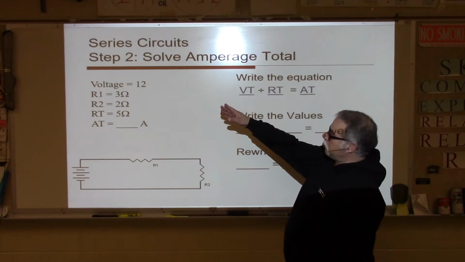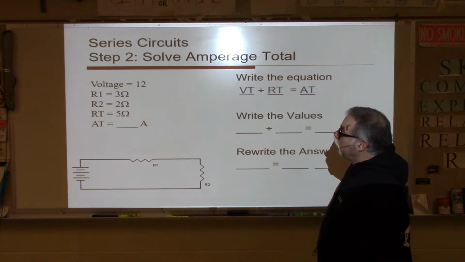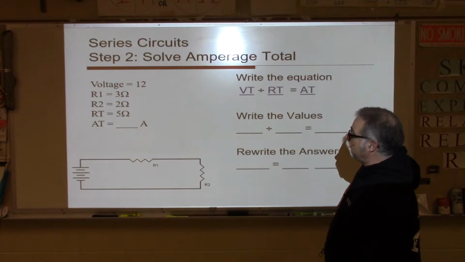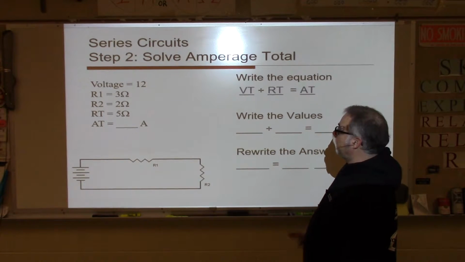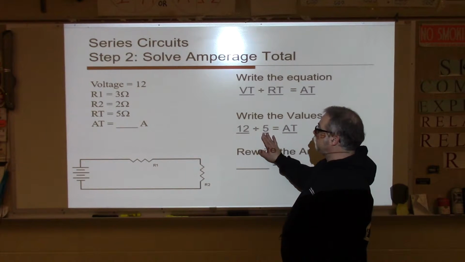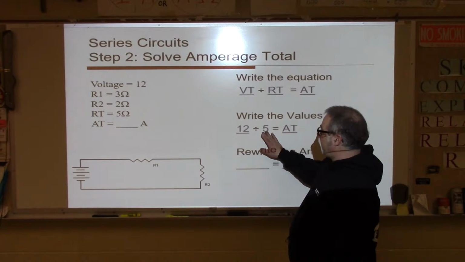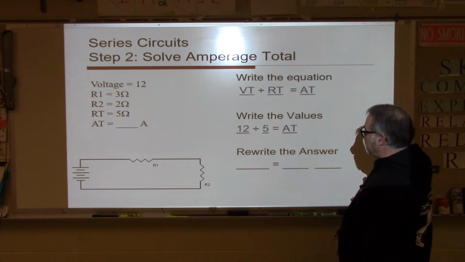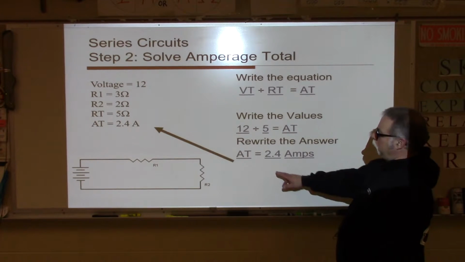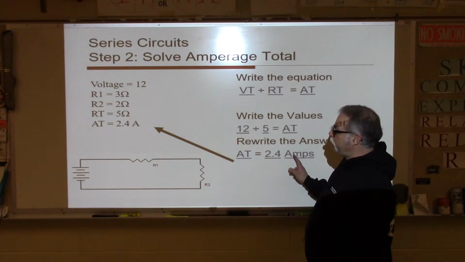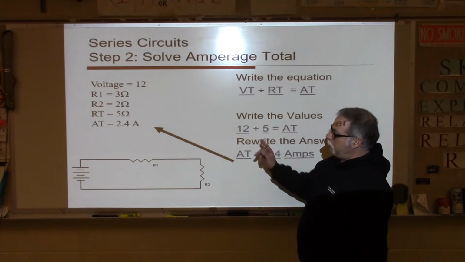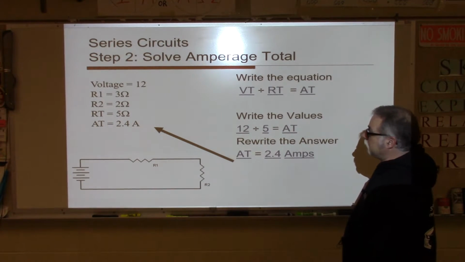I look over at my list and I bring my numbers over. So my voltage total is 12 volts. My resistance total is 5 ohms. So 12 divided by 5 is going to be our amperage total. Amperage total then is 2.4 amps. And I carry that value and place it in my list.